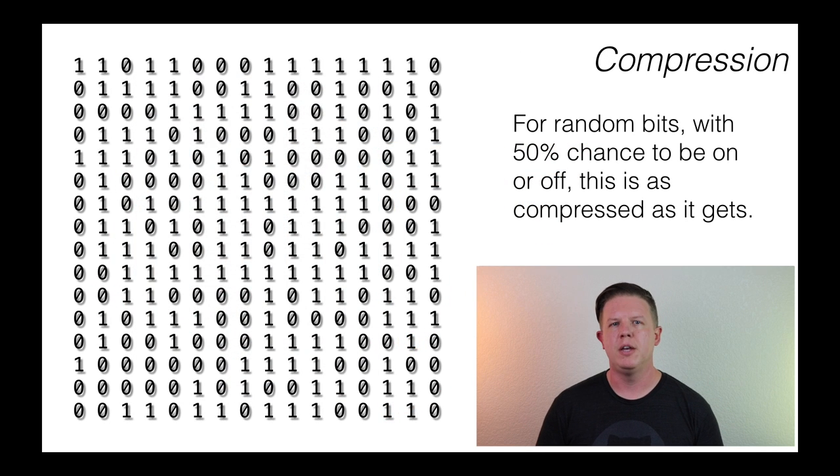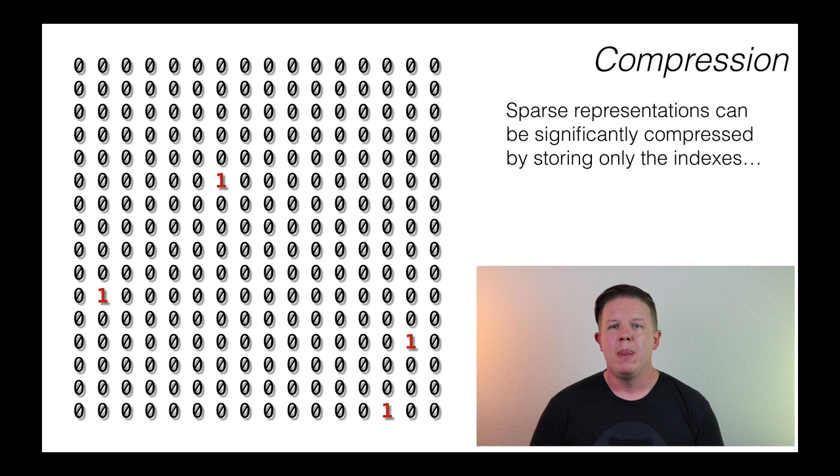So let's talk a little bit about compression. If you have an array like this dense array that is about 50% on, and that's all this is, each bit has about a 50% chance of being on or off, we can't compress this array any further. It is as compressed as it can get because it's essentially random. If we're talking about a sparse array, like one with 4% on, then we always know there's only going to be at most 4 bits within this representation that are going to be on at any time. So we can compress this quite a bit.